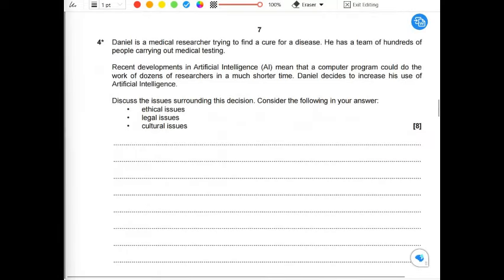Okay, so this is a harder one. So let's say we've got a medical researcher trying to find a cure for a disease. He's got a team of hundreds of people carrying out the medical testing. Recent developments in AI, artificial intelligence, mean that a computer program could do the work of dozens of researchers in a shorter time. So he decides to increase his use of AI. We need to discuss the issues surrounding this decision. So we've got ideas we can consider: ethical issues, legal issues, and cultural.